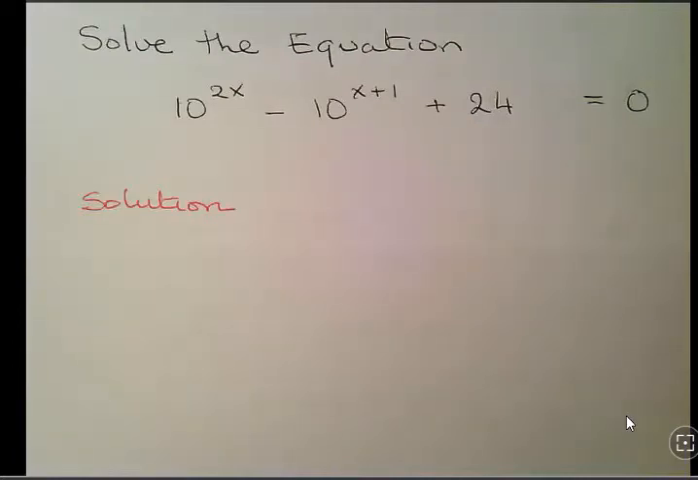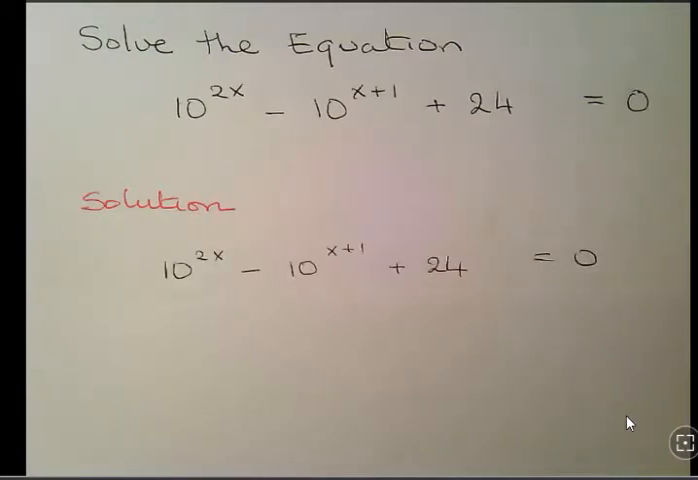Okay, in this presentation we are going to use logarithms essentially. So what we're going to do here is solve the equation 10 to the 2x minus 10 to the x plus 1 plus 24 is equal to 0. Essentially what we have to do is solve it for x, okay? So the solution is as follows.